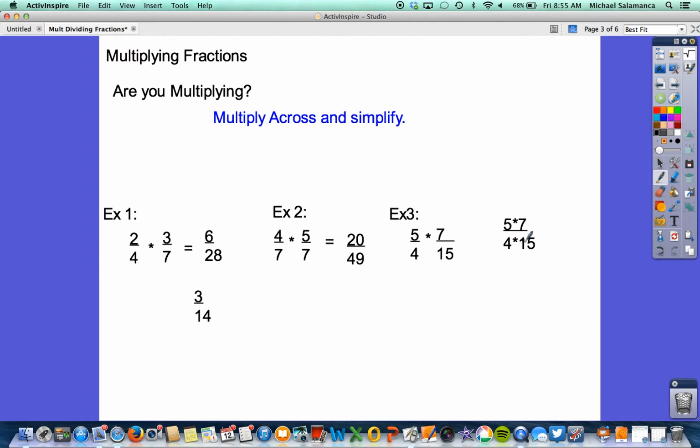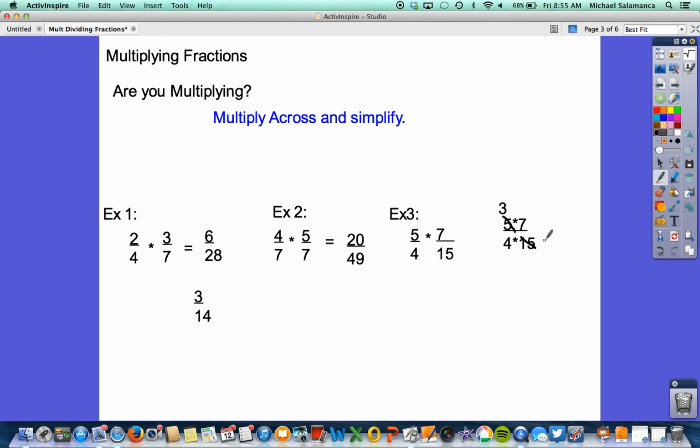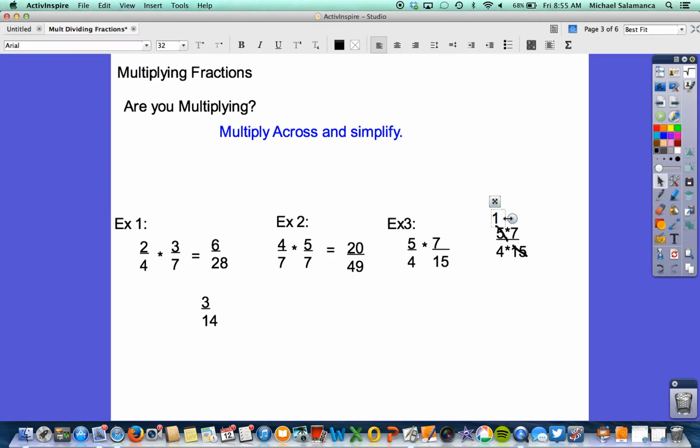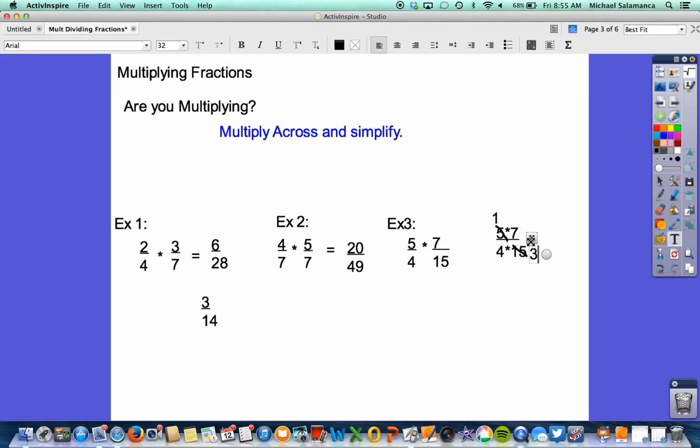Now I know that 5 and 15 both have a 5 in common, so I'm going to divide each piece by 5. That gives me 3 here, and that gives me, I apologize, that gives us 1 here, because 5 divided by 5 is 1, and 15 divided by 5 is 3. So now we multiply across. 1 times 7 is 7, and 4 times 3 is 12. So this is much easier than trying to simplify after we've done that multiplication.